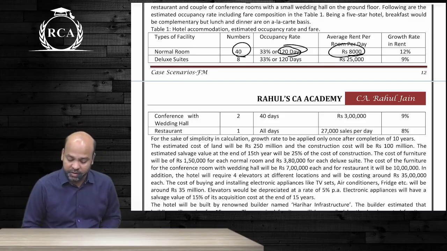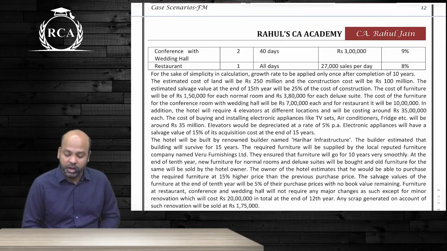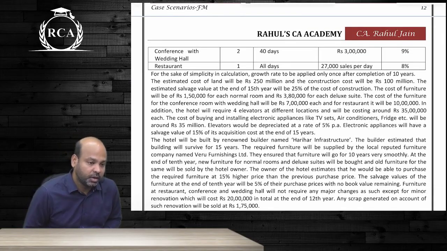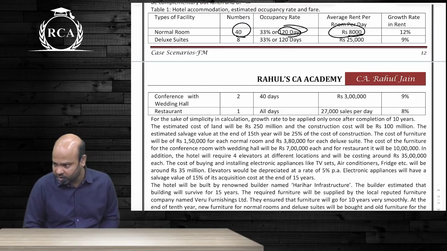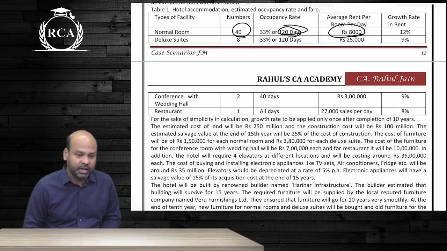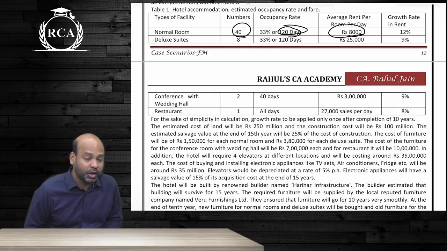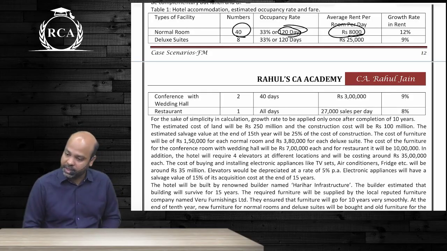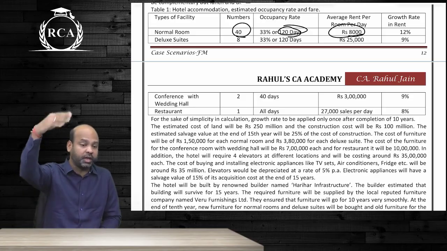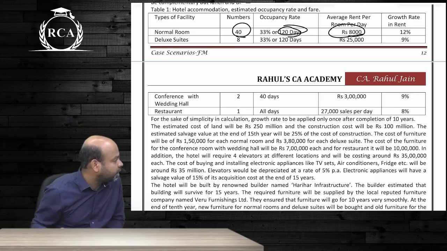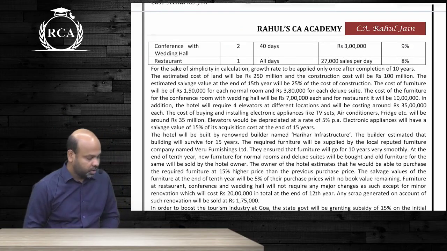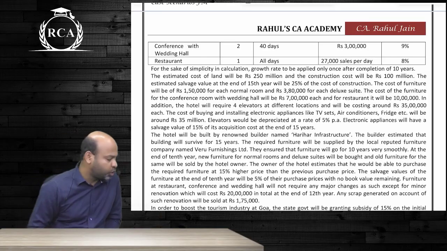For the sake of simplicity in calculation, the growth rate is to be applied only once after completion of 10 years, because the entire project is for 15 years. If they expect us to write cash flows for 15 years by including a growth rate of 10%, or 9%, 8% year after year, it becomes lengthy. That is why they're telling us, for the sake of simplicity, apply growth only once, and that too directly after the 10th year. Meaning 11, 12, 13, 14, 15, again the same calculation. The calculation will not change. Only once it has to be applied. Correct?